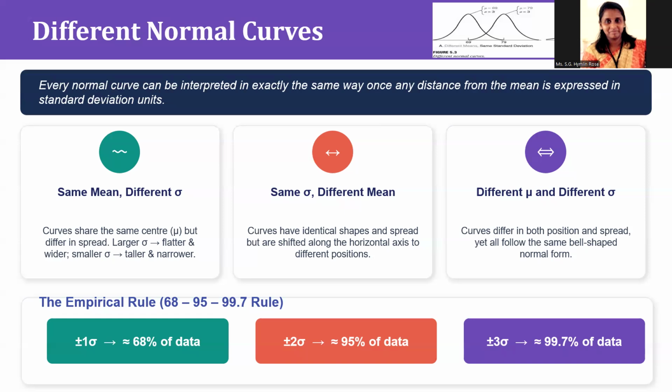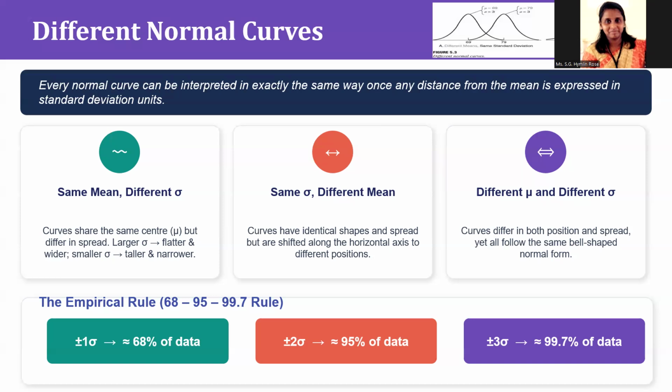So how much can the data deviate? It is given by the empirical rule, the 68-95-99.7 rule. It holds regardless of mu and sigma. First, if the data varies within plus or minus 1 sigma of the mean, that is 68%, actually 68.27%, rounded off to 68%.